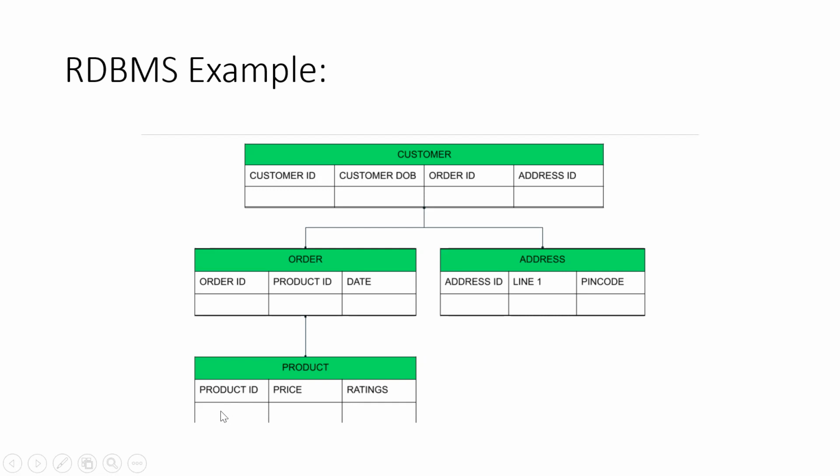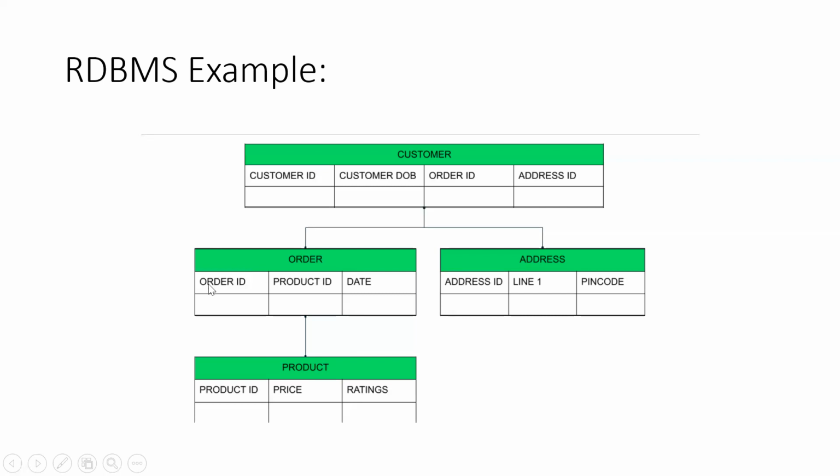But to set a relationship between these two tables, I have introduced product ID over here as well. Otherwise, I cannot have a relationship between the order table and the product table. So product ID is working as a primary key in the product table, but the same column is working as a foreign key in the order table. We are setting the relationship between this primary key and foreign key because this is the common column.